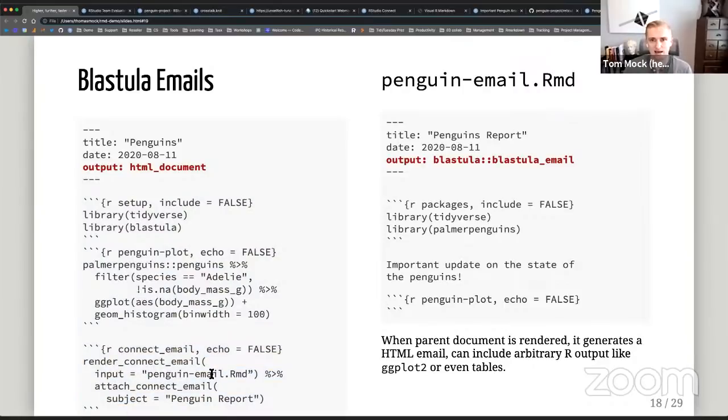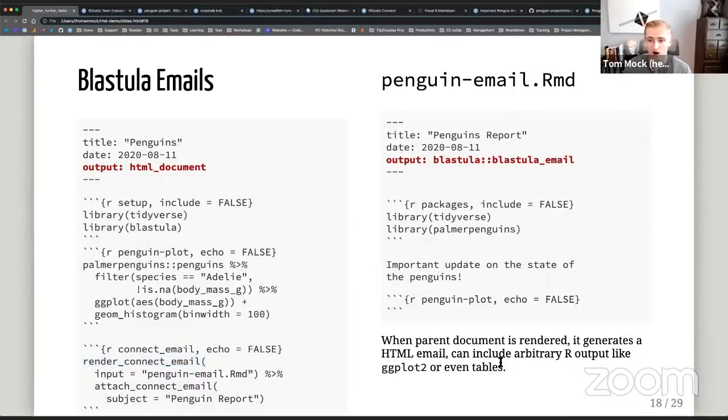It will basically take a blastula-written email. So you can see that this penguin email, the output is blastula email, and it renders that as an HTML email and then sends it. The example I'm using here is rendering it and sending it via RStudio Connect. You can also render it via SMTP, which is a protocol that Gmail uses. So again, Connect is not required to do this. It's a nice integration, but you can do this for free with your SMTP style servers.